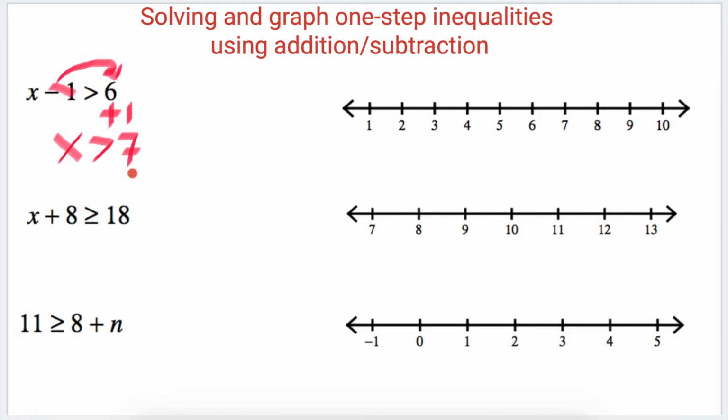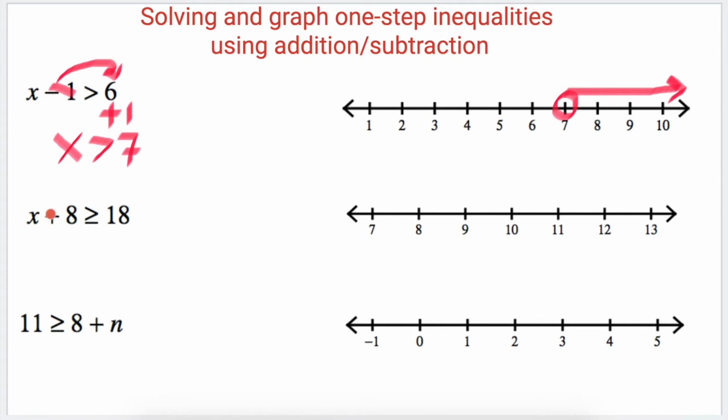Now when we want to graph this, I need to first of all locate where 7 is, and I'm going to put a circle but not shade it, because here the sign is greater than. And then the next thing is I need to know whether the line is going to go to the left or to the right. Because the sign here is greater than, that means I want all the numbers that are to the right of 7. So I'm going to draw an arrow going towards the right.